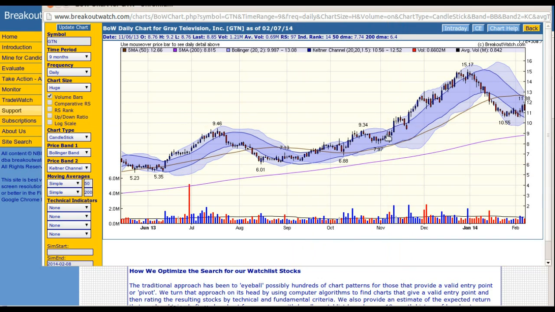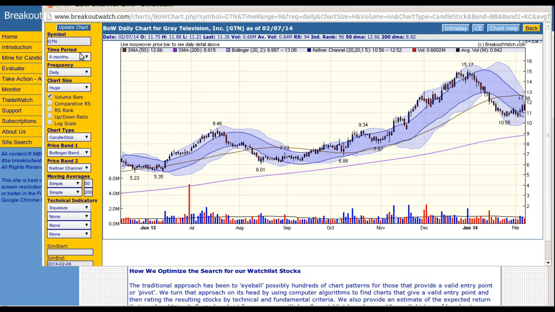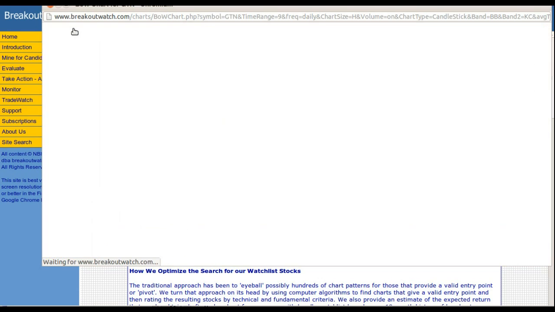Now, you can see also that it formed the squeeze here. The Bollinger Band is inside the Keltner channel. And look, this happens to correspond to the cup of that cup with handle pattern that I just talked about. Now, we can see the squeeze on the chart by showing our squeeze technical indicator. So I choose squeeze as a technical indicator here. I update the chart again.